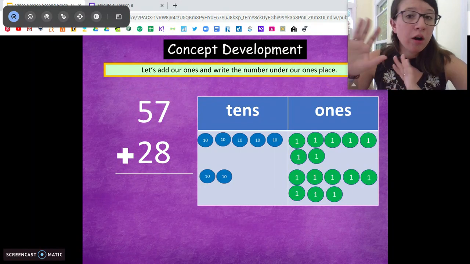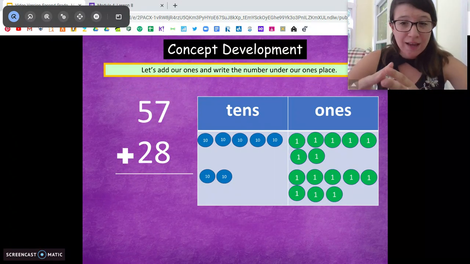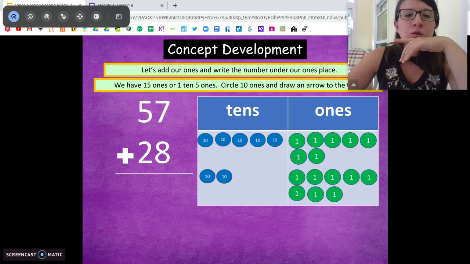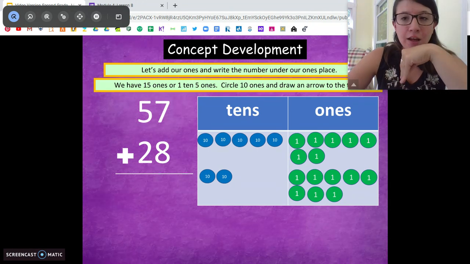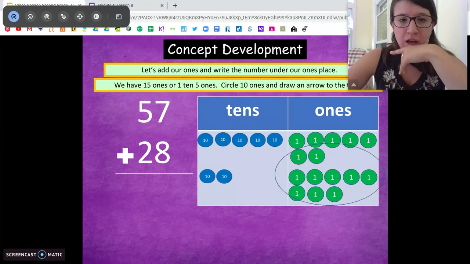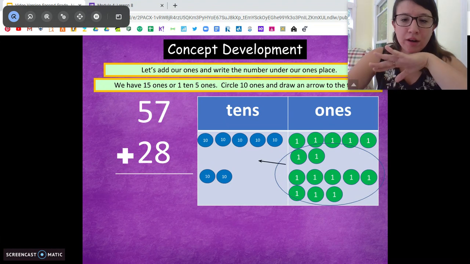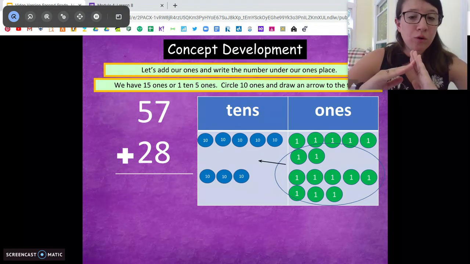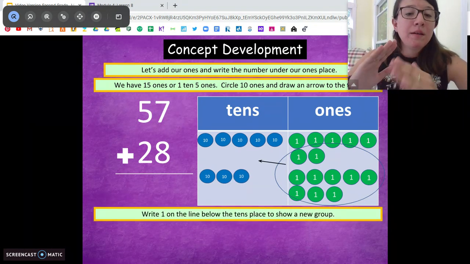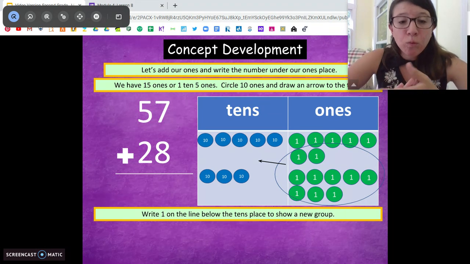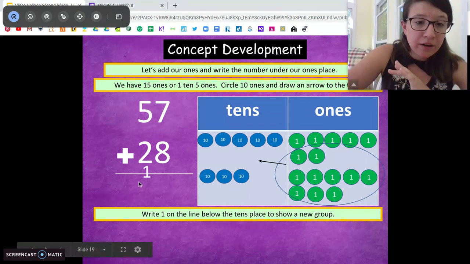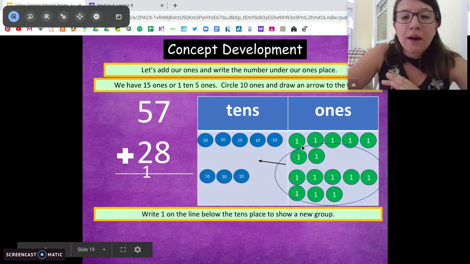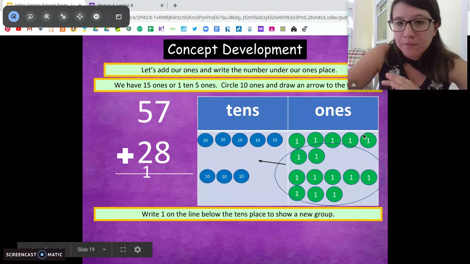Okay, I'm already noticing that there's way more than 10 ones in our ones place, right? So I'm going to circle 10 of the ones. So there we go. Okay, then I'm going to draw an arrow and move them over so that I know I moved them over. I'm going to add a 10. Now, I'm going to make sure I add that 1 in our 10s place over here because we're adding that extra 1.